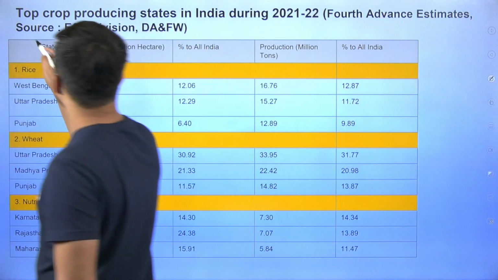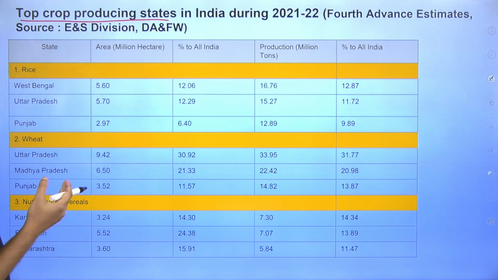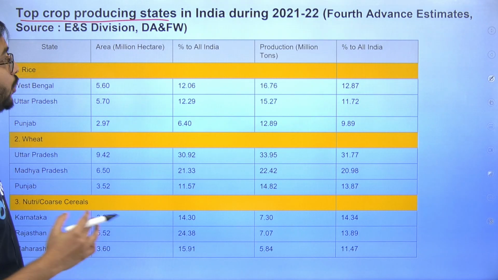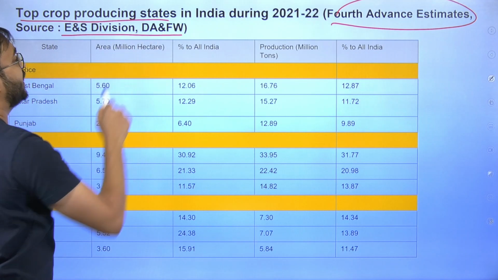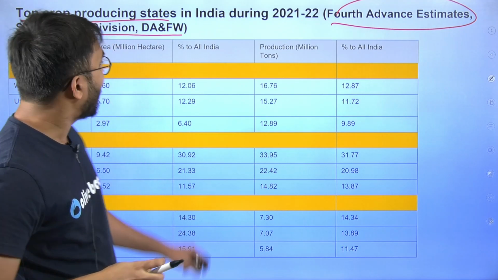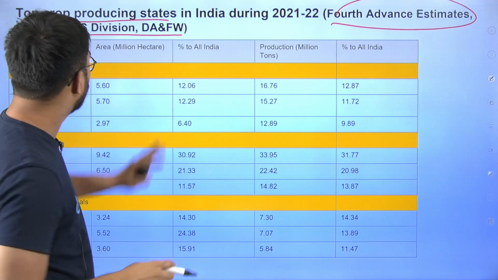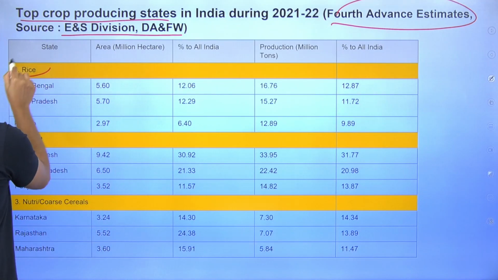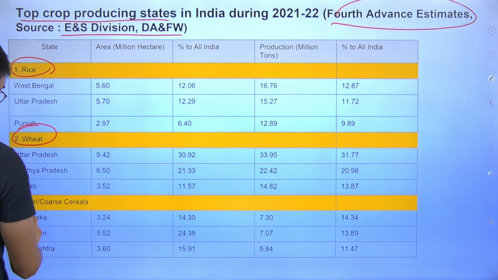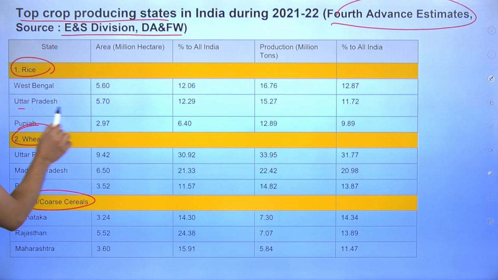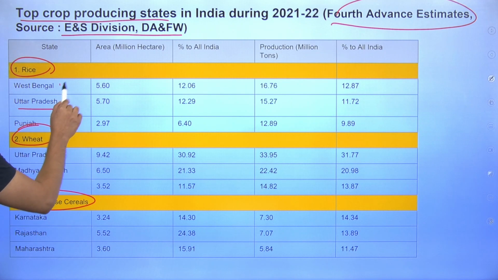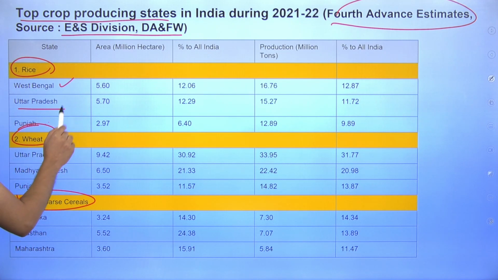Now let's move to the next statistic, that is, total crop producing states in India during 2021-2022. According to the latest 4th advance estimate, the data is again from the Department of Agriculture and Farmers Welfare, where we will be looking at individual crops. The first crop we are looking at is rice, then wheat, and then nutri or coarse cereals. For rice, we know earlier Uttar Pradesh was rank 1, but now West Bengal is rank 1. Second is Uttar Pradesh and third is Punjab.